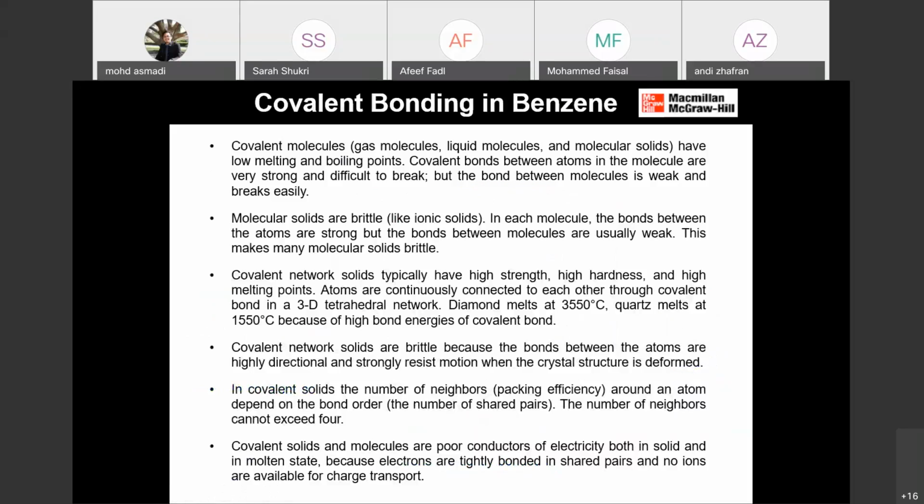Benzenes have low melting and boiling points. The bonds within molecules are very strong and difficult to break, but the bonds between molecules are weak and break easily. Covalent network solids are brittle because the bonds between the atoms are highly directional. This one you can read. The number of neighbors cannot exceed 4. Covalent solids and molecules are poor conductors of electricity both in solid and in molten state because the electrons are tightly bonded in shared pairs. No ions are available for charge transport.